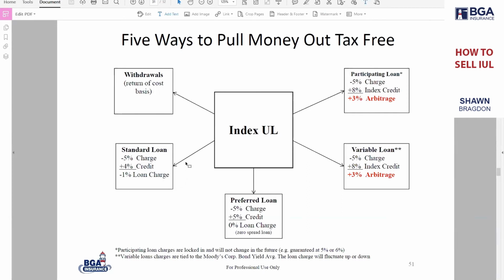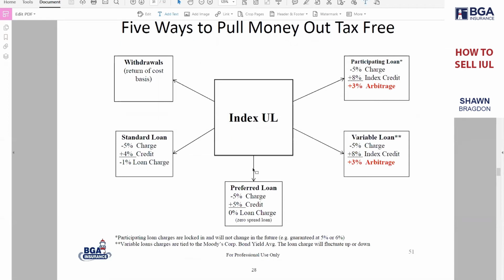Most of these products have what I call a standard loan, where the insurance company is going to charge you 5% on the loan. They're going to credit you 4% on the loan. So you have a 1% loan charge eating away some of the cash value in your policy. After year 10, most of these products have what I refer to as a preferred loan, where they charge you 5%, they credit you 5%. You got a zero spread, zero cost loan in this example. That's a pretty good deal.